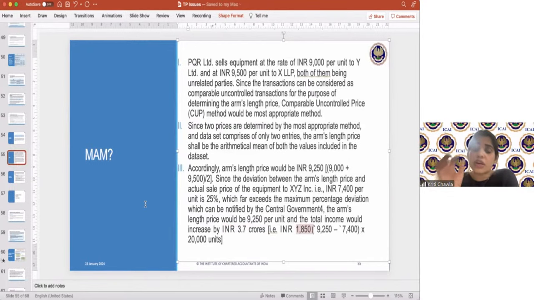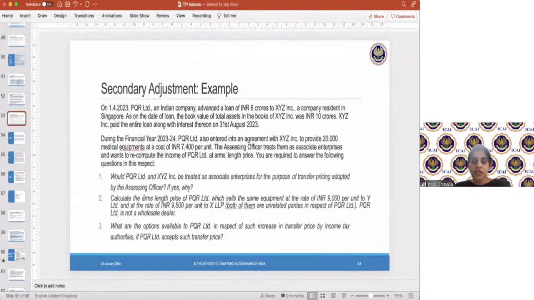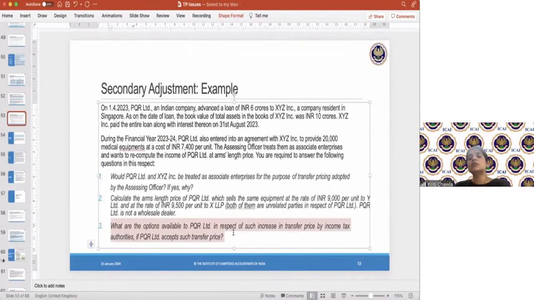This is also called primary adjustment. That basically means that there will be a primary adjustment, and this 1,850 is also considered as excess amount. This is called primary adjustment. Now we'll have to make sure. Now the question says, what are the options available to PQR in respect of such increase in transfer price by income tax authorities if PQR Limited accepts such transfer price? So there is a transfer pricing adjustment, a primary adjustment of 3.7 crore rupees.